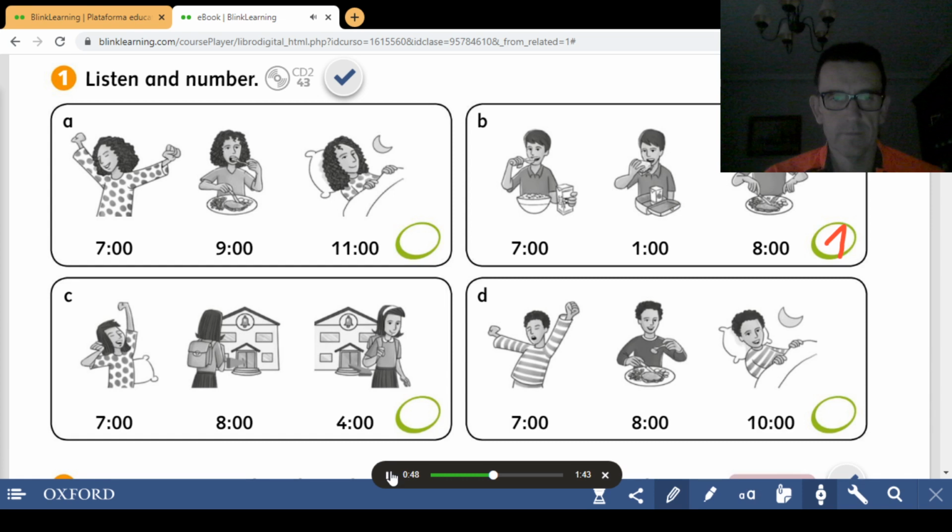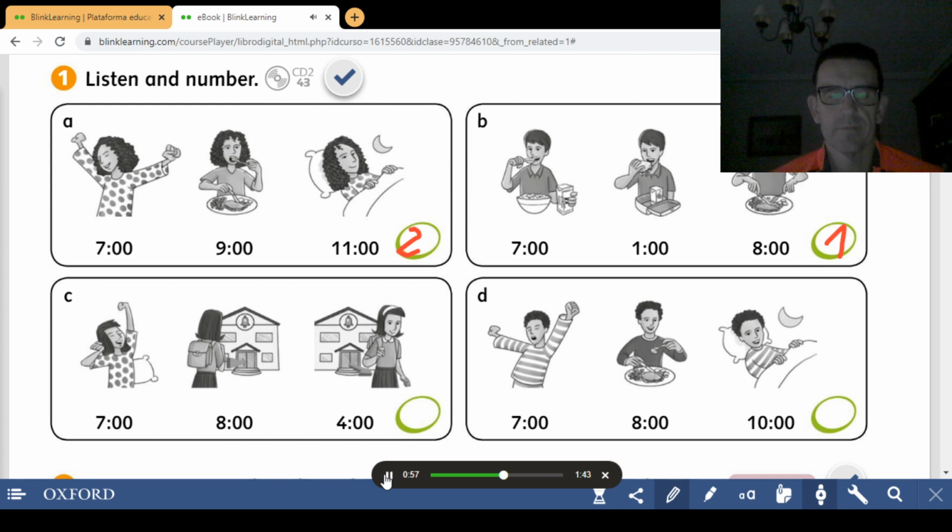3. What time do you get up? I get up at 7 o'clock. What time do you have dinner? I have dinner at 8 o'clock. What time do you go to bed? I go to bed at 10 o'clock.